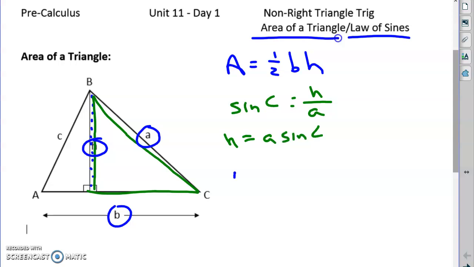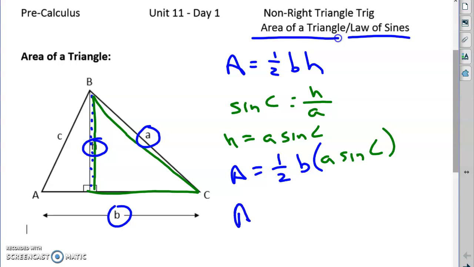In the area formula, 1/2 B H, replacing the H with what it equals, A sine of C, generates this formula: A equals 1/2 AB sine of C. Finding the area of a triangle with actual pieces of that triangle.